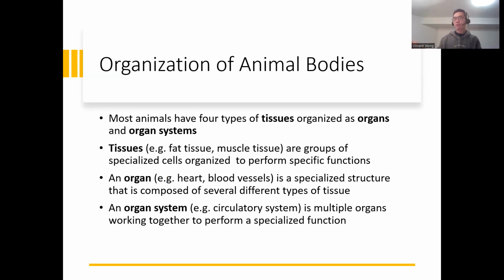Okay, so we know we have different cell types. We have cells that are good for storing energy. We have cells that are good at producing movements. So you take a bunch of these cells together, and then they form a tissue. Okay, and then different tissues come together to form the organs, and up we go, the hierarchy.